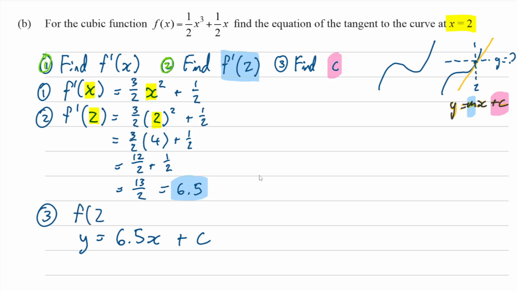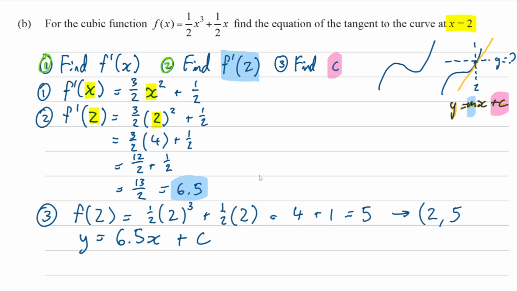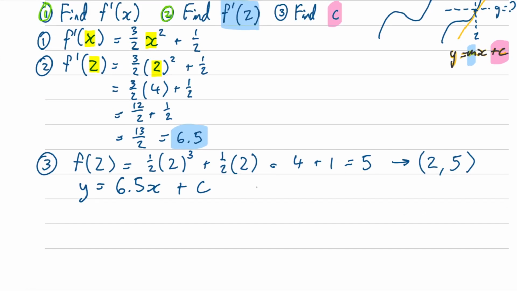So the original function, when x equals 2, we have half times 2 cubed plus a half times 2. What's that? 8 times a half is 4, plus half of 2 is 1, which gives us the point x equals 2, y equals 5. Right, so that's a point on the tangent line. That point right here. Now, with that, we can solve for c.